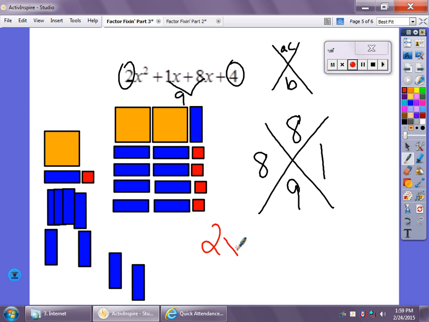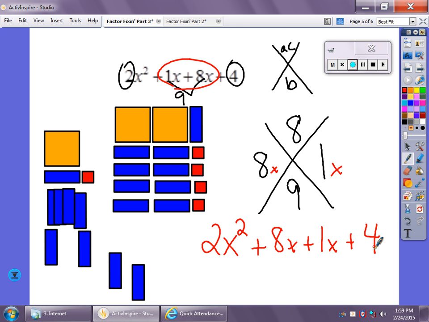So I have the 2x squared, but this is going to be important when they don't break it down for you here, okay? So I have the 2x squared plus an 8x, because remember each one of these is an x, plus the 1x plus the 4, okay? Because the only thing I did is I'm rewriting b.